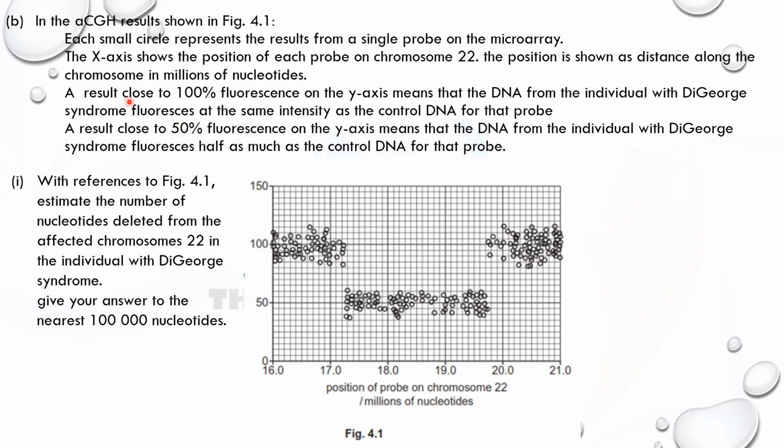So anywhere there's 100 on the y-axis, the individual with the DiGeorge syndrome fluoresces at the same intensity. But that's 50. The question is asking, with reference to the figure, estimate the number of nucleotides deleted. That means where it is deleted is where there's 50. 50 is only for the DiGeorge, so go to 50. Watch this. This is in millions. 16 to 17 is one unit, and that one unit represents 10 boxes. So one box here will be 1 divided by 10, which is 0.1.